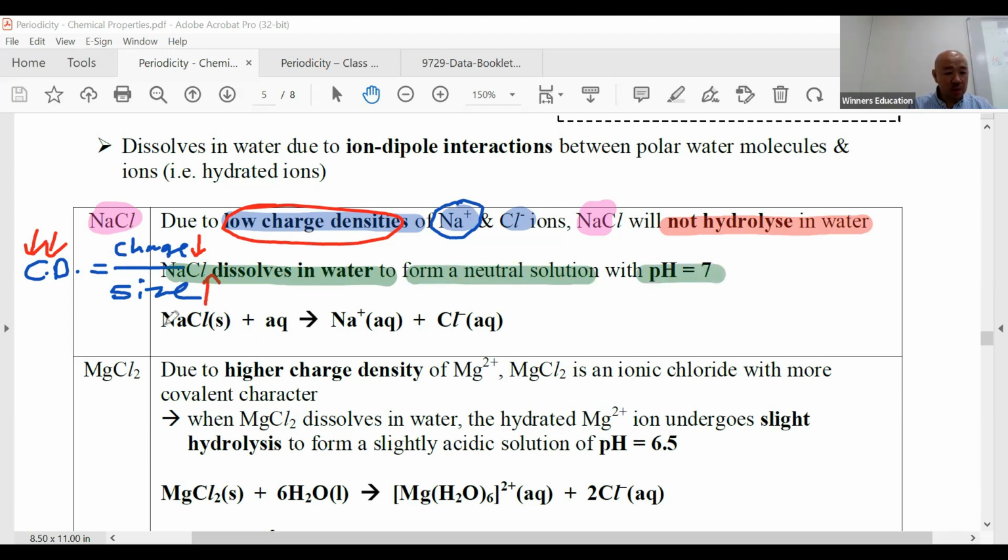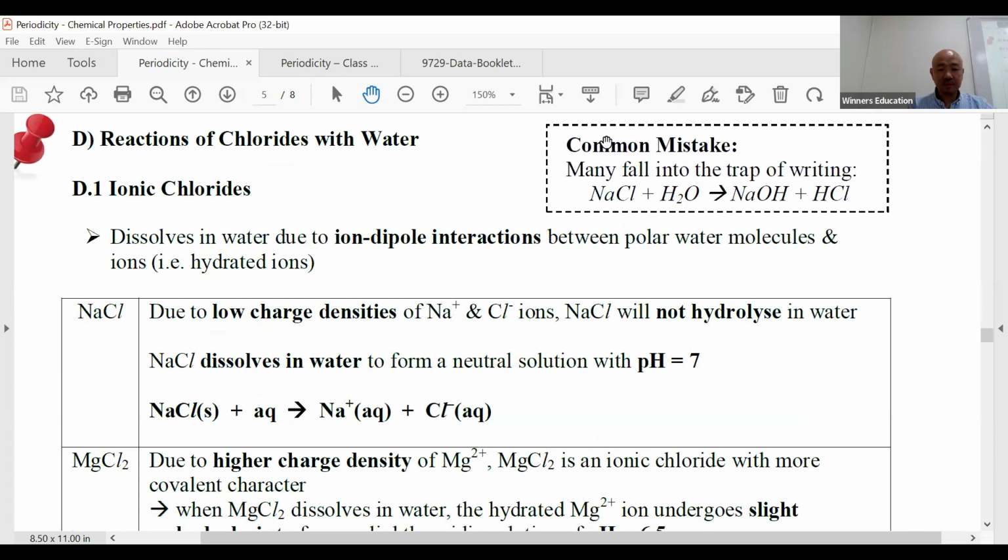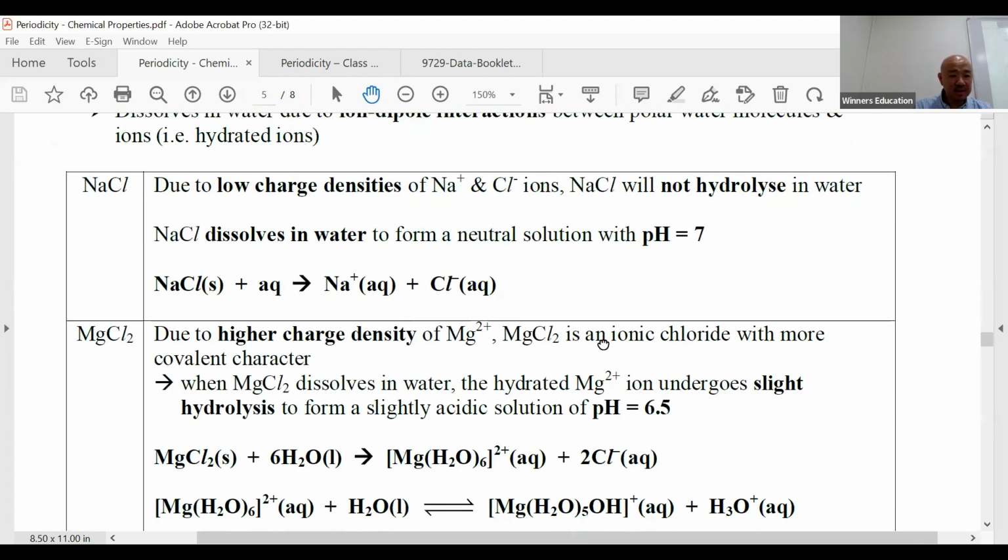The equation that you want is this equation. Some people make this kind of mistake, writing some weird acid-base reaction occurring here, some weird reaction mechanism. Once again, sodium chloride doesn't do this. They only dissolve in water to form pH 7. They don't hydrolyze. Now, what is this known as?